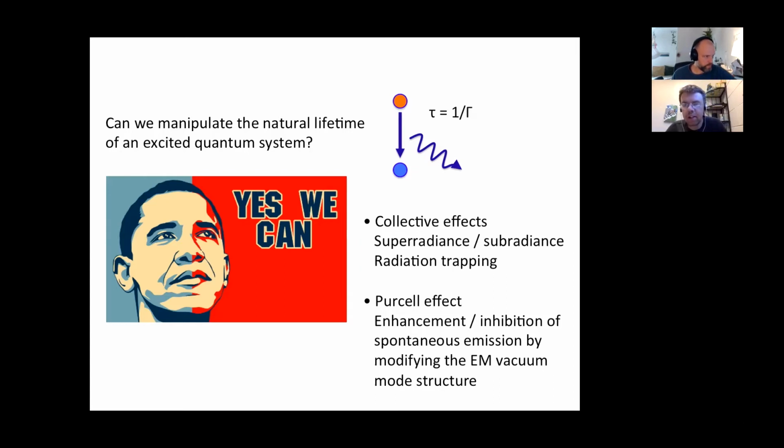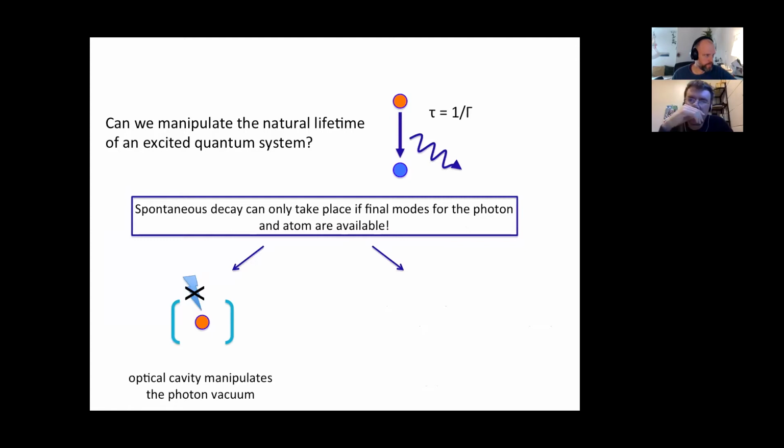Let's look at this a little more systematically. Apparently, you just have to consult Fermi's golden rule. The spontaneous decay requires that final modes are available. The photon that gets emitted needs some mode that it can occupy, and the same is true for the atoms. So on the left, you see my little illustration. A properly designed cavity can inhibit that spontaneous emission process.